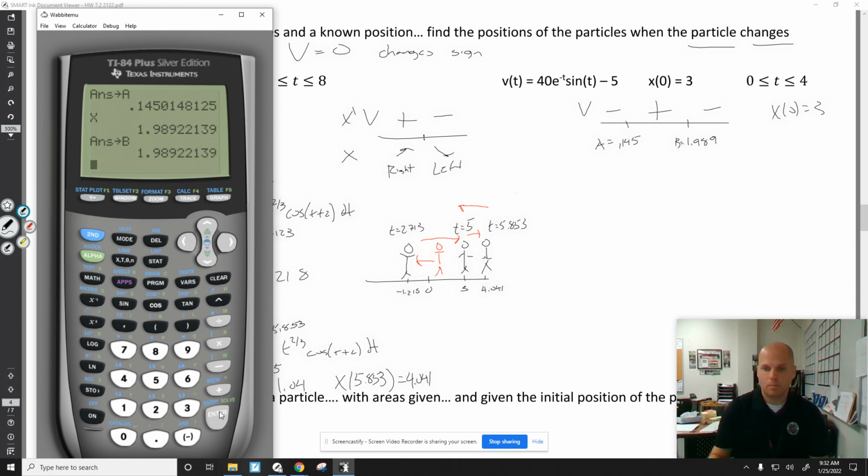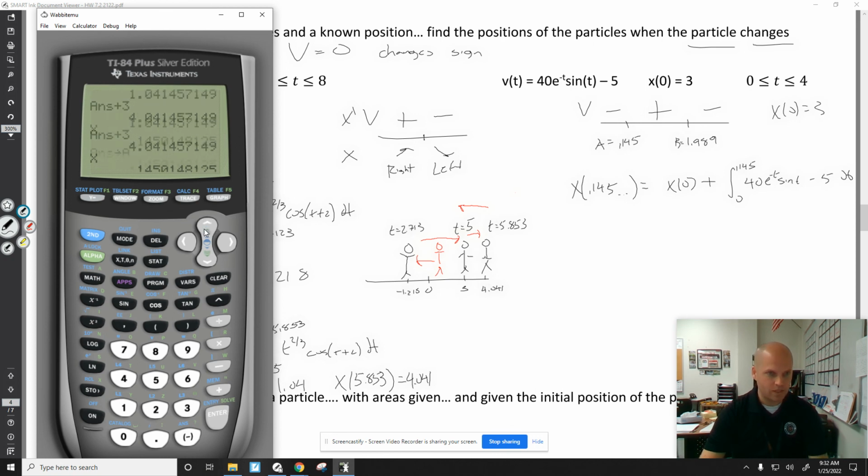All right. They're both in the future, so my position at 0.145 will equal my position at 0 plus my displacement between those two times. And you don't have to write this entire v. If you just wrote v of t, that's fine. Let's find that 40e to the. There it is.